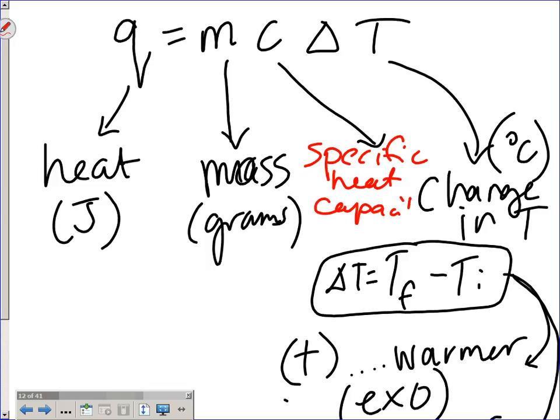Capacity. And the specific heat capacity, that C for capacity is why it's actually labeled C. It has units of joules per gram degree Celsius. So that gives you a lot of information for one equation.